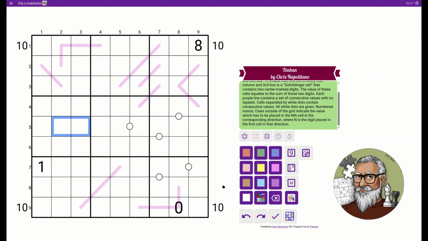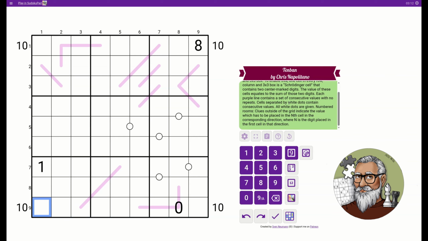Numbered rooms, clues outside of the grid, indicate the value which has to be placed in the nth cell in the corresponding direction, where n is the digit placed in the first cell in that direction, right? So all of them indicate a value of 10. If this is 2, oh, I'm in color mode. If this is 2, then this says that the second cell from this direction should have a value of 10, which means that this one would have to be 10. So obviously it's a Schrödinger cell then, right?